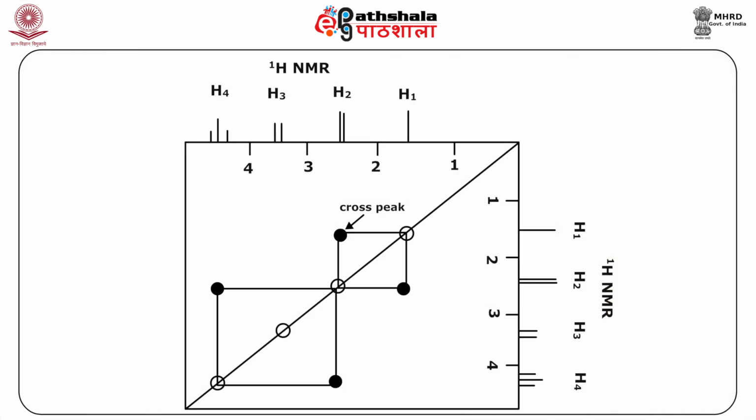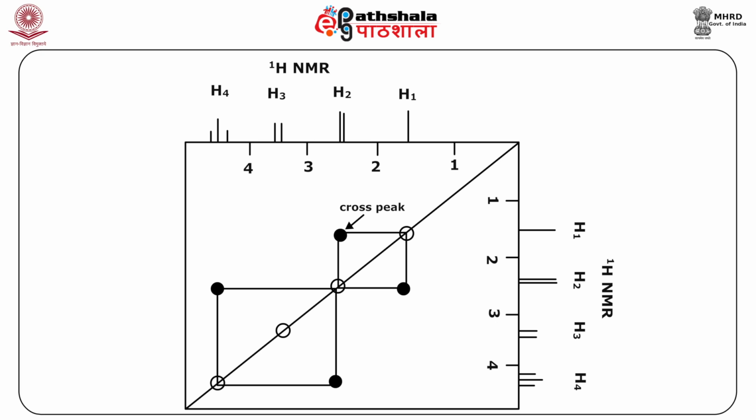Now to examine the COSY, we just start with a cross peak and draw two perpendicular dashed lines connecting to the diagonal. These lines are parallel to each spectrum axis. The peaks which are intersected on the diagonal by these lines are said to be coupled to one another.